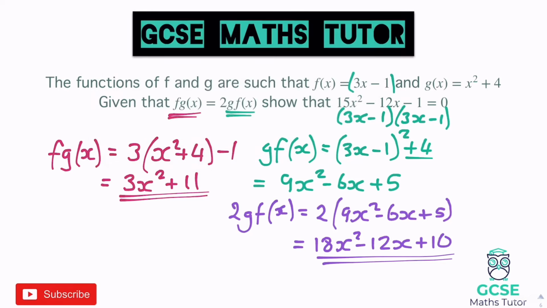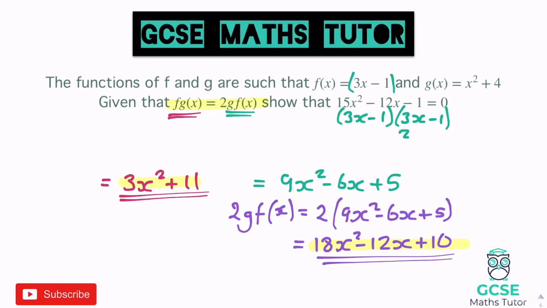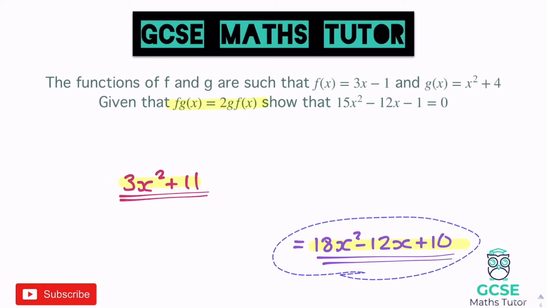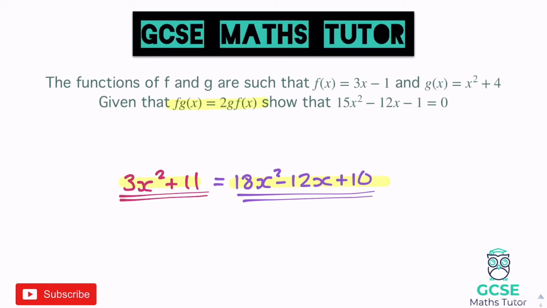Right, so now it says, given that fg(x) is equal to 2gf(x), and that gives us our little hint there that we can put our little equal to sign in between these. So we've got our two functions, and let's highlight them, 3x squared plus 11, and we've also got 18x squared minus 12x plus 10, and we need to set them equal to each other. So if we get rid of everything else, there we go, and we'll just set these equal to each other.